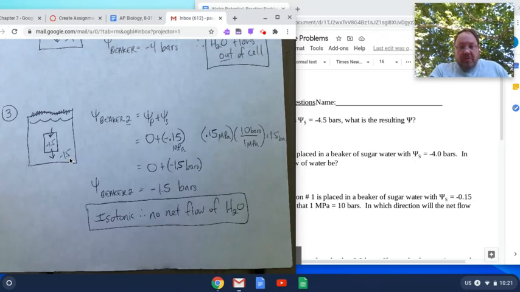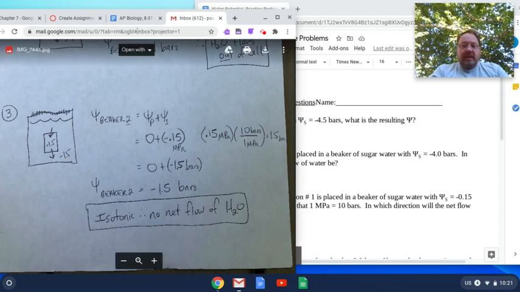Since the water potential inside and outside the cells is equal, it's an isotonic solution, so there's going to be no net flow of water. Water, again, will flow in and out of the cell, but it'll just do so at the same rate. So that's the first few problems.